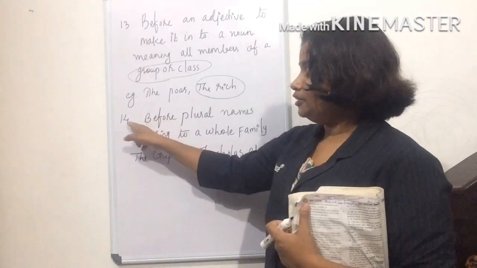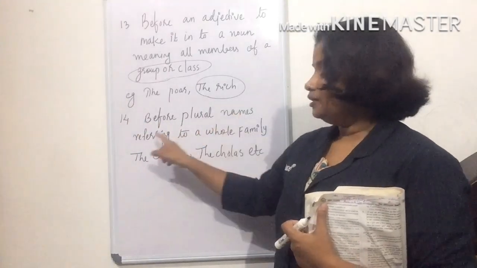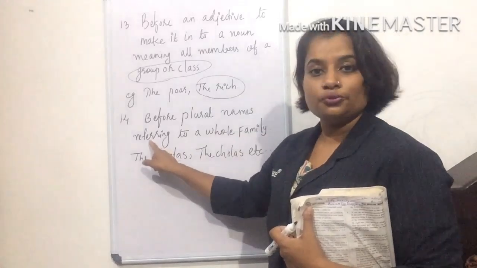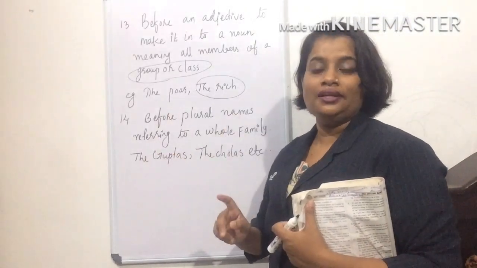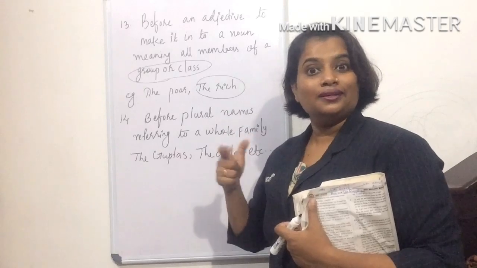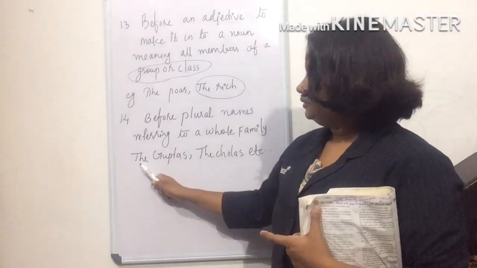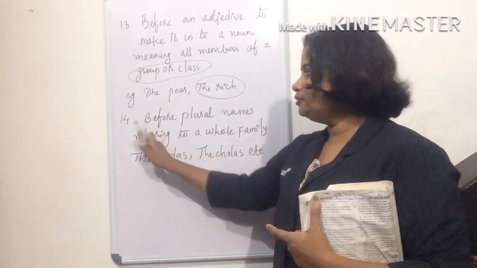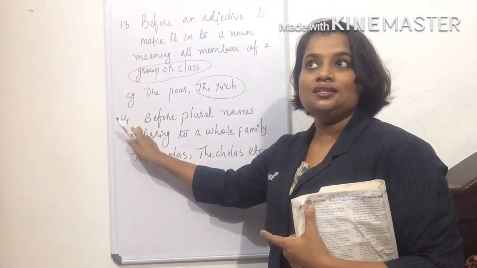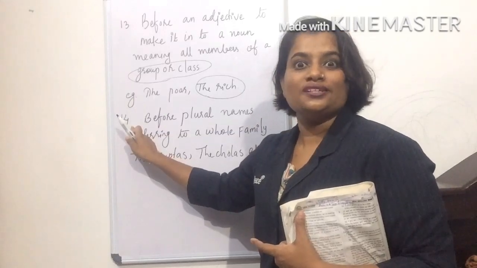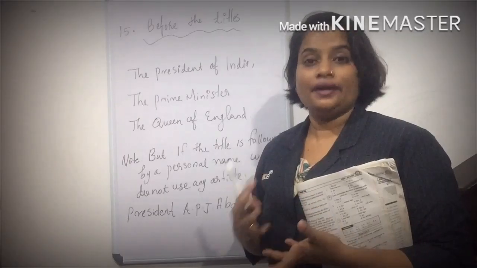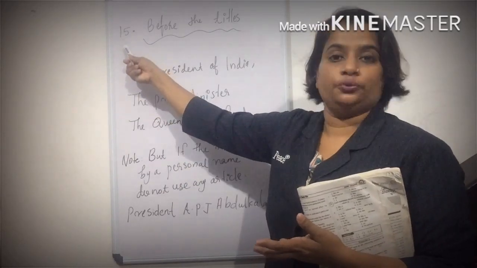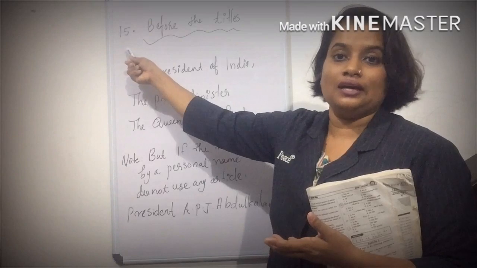Okay, 14th one, before plural names referring to a whole family. If you want to refer to the whole family, you can use the before the noun. I tell you, the Guptas, the Cholas. Basically, the 14th use is one you can see more in your social science, where we commonly have doubts. Okay, the 15th use, this is the last use of the article.